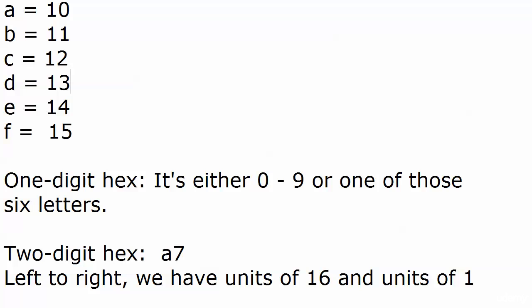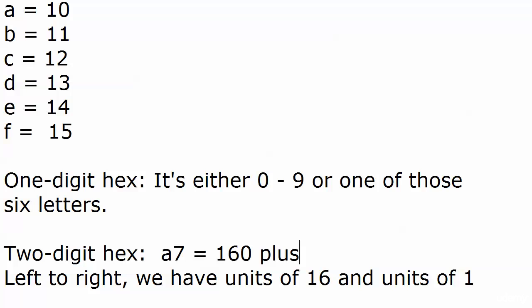We have A units of 16, which means 10. So we have 10 units of 16. Right there, we know the A represents 160 in decimal. The 7 represents 7 units of 1. So that's 160 plus 7, and that is 167. See, it's simple. First time you do it, it's like, okay, the light bulb goes off.